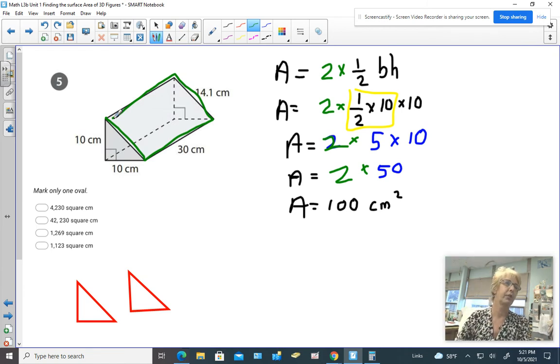So let's look at this ramp, you might call it, to this shape. And if we figure out what the dimensions are, this line right here is the same as this line, and they're telling us that that's 14 1/10.